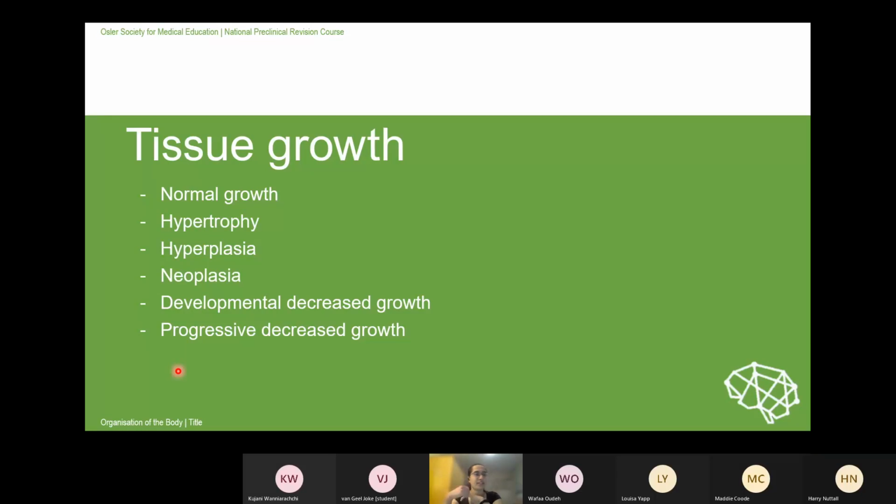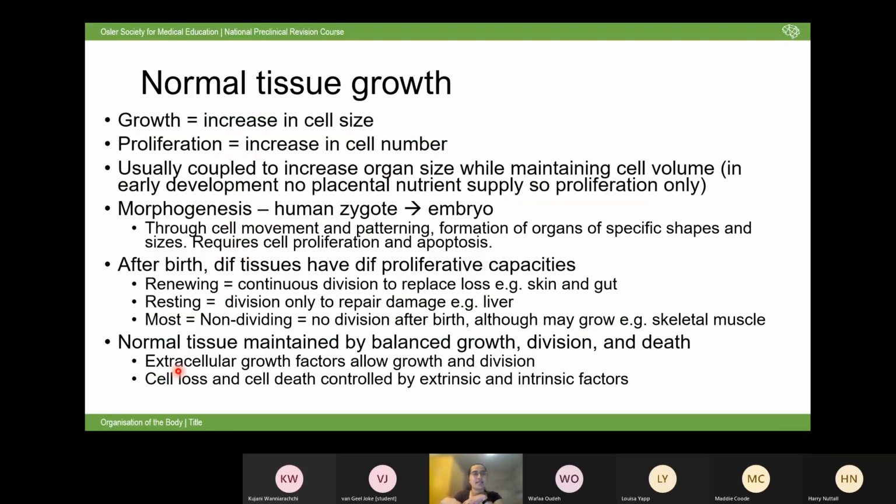So now we're just going to go through tissue growth. And in terms of that, when we talk about cell growth, we're specifically usually talking about an increase in cell size. Whereas when we're talking about proliferation, we're talking about the cell cycle. And these are normally coupled in tissue growth, although there are examples where this isn't the case. As I've shown, that is the case in early development, where you're proliferating but not growing.